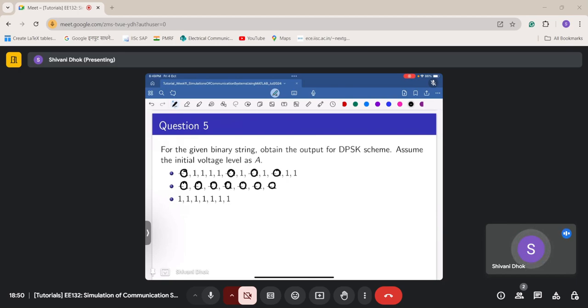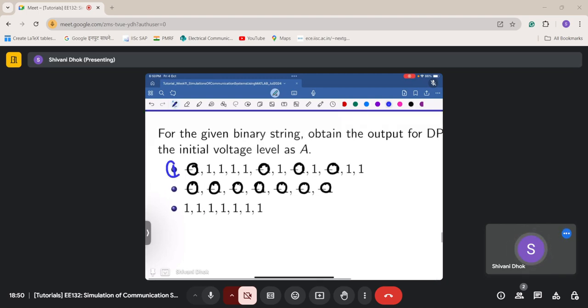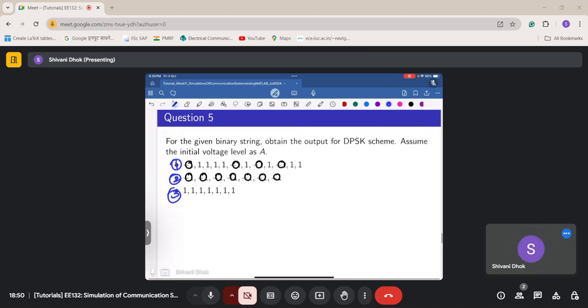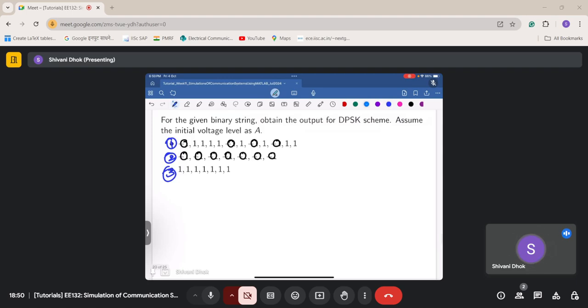Okay, so what is given is, for the given binary string, obtain the output for the DPSK scheme and assume the initial voltage level as A. So let's say this is the first one, this is the second one, and this is the third one. So what is the first one?